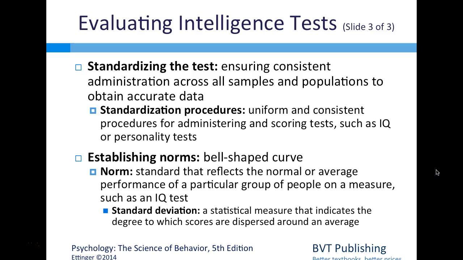Okay, and then standardizing the test. This is ensuring consistent administration across all samples and populations to obtain accurate data. As you can imagine, if everyone is administering the test differently, it will be really difficult to figure out if the test is reliable and valid. So standardization procedures are uniform and consistent procedures for administering and scoring tests, such as IQ or personality tests.